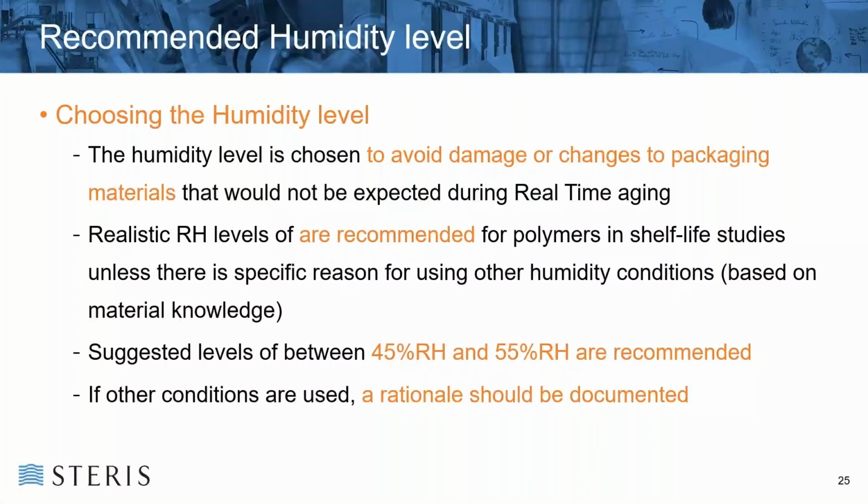So realistic RH levels are recommended for polymers in shelf life studies unless there's a specific reason for using other humidity conditions. And that's going to be based on the knowledge that you have of the material, previous studies that you've done, R&D work that you've done. The ASTM F1980 standard for accelerated aging suggests levels between 45% RH and 55% RH. And if other conditions are used, a rationale should be documented in your accelerated aging protocol.